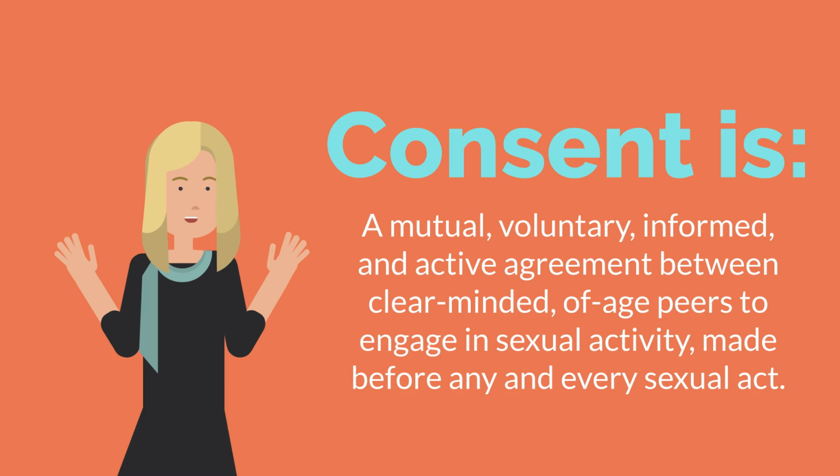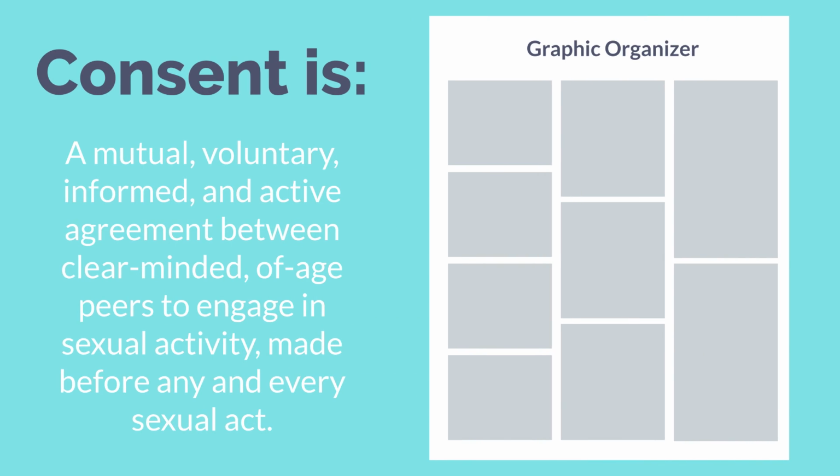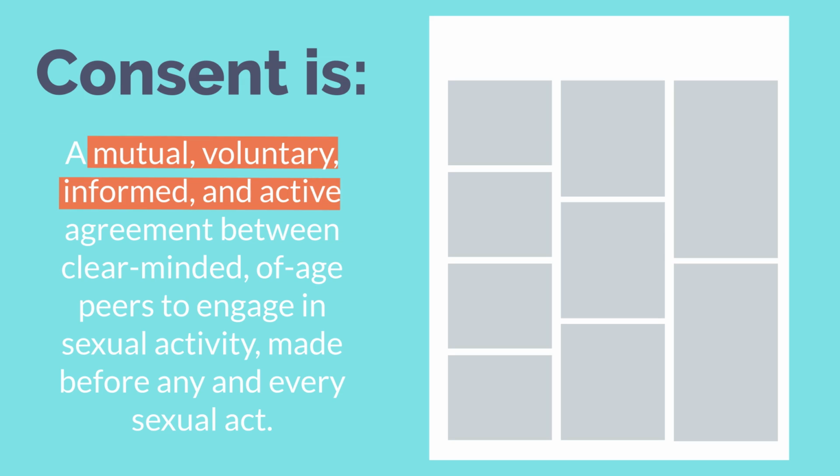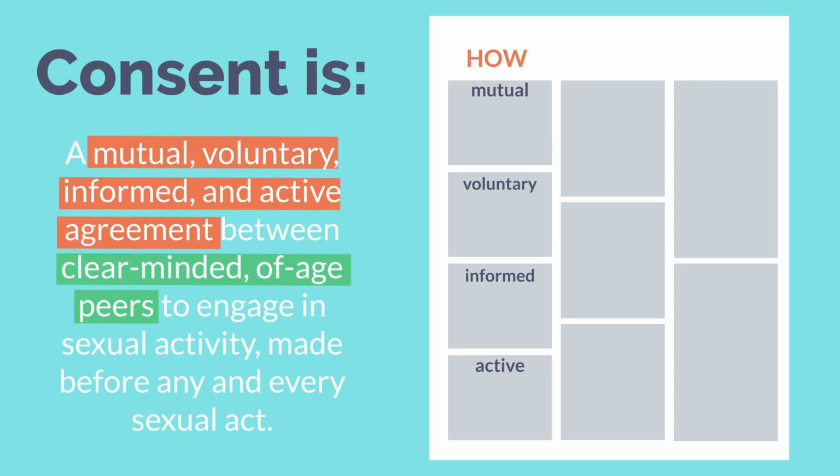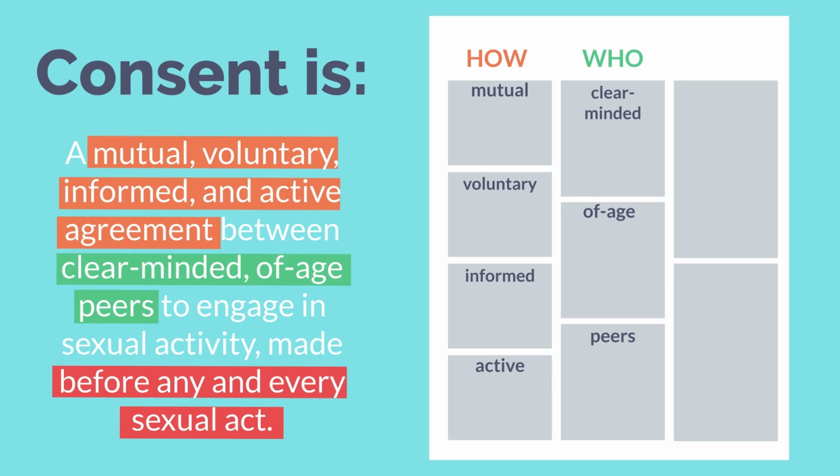To help us break down the different parts of this definition, we're going to use a graphic organizer to look at each piece individually. The first thing this definition tells us is that consent is a mutual, voluntary, informed, and active agreement. So that first section is helping us understand how it looks when someone agrees to sexual activity. Next, this definition tells us that this agreement is between clear-minded, of-age peers. This section of the definition describes who can consent with whom. Finally, this definition tells us that this agreement happens before any and every sexual act. This part of the definition helps us understand when you need consent.